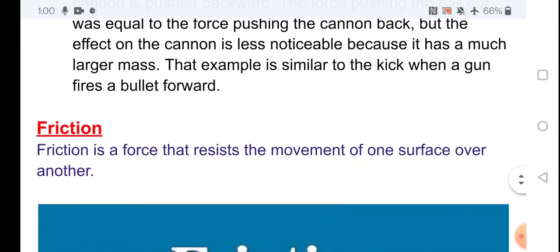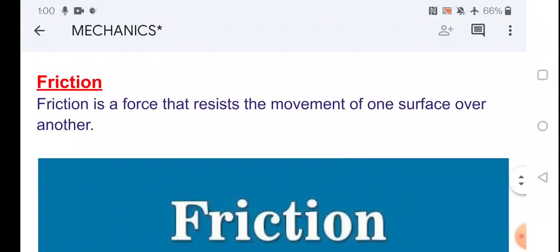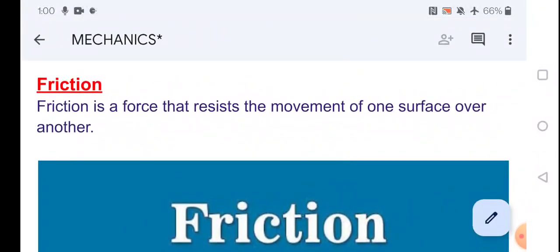Next, we'll move on to friction. Friction is a force that resists the movement of one surface over another. Friction means it is just resistance.